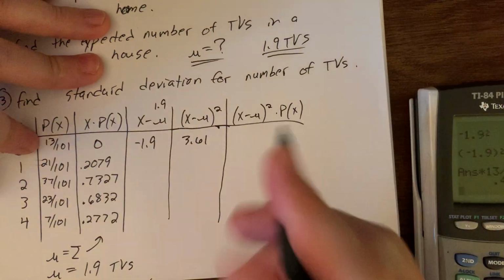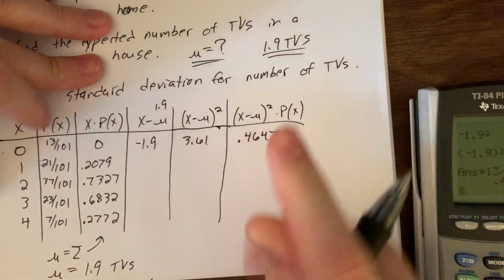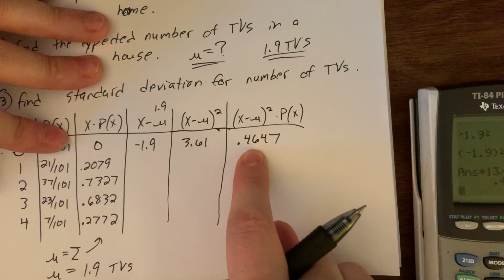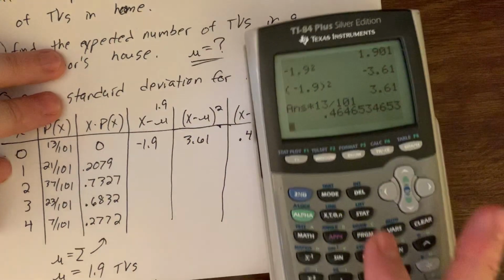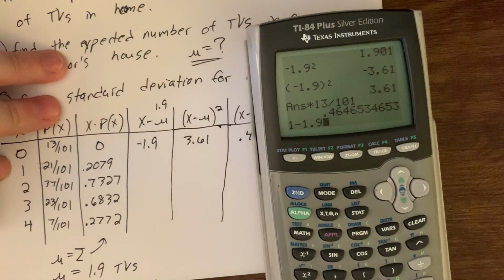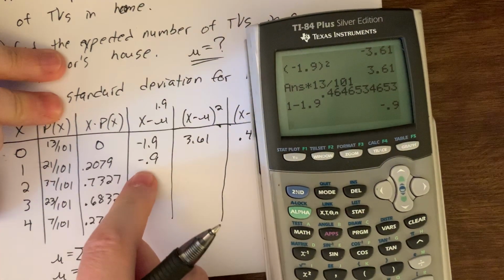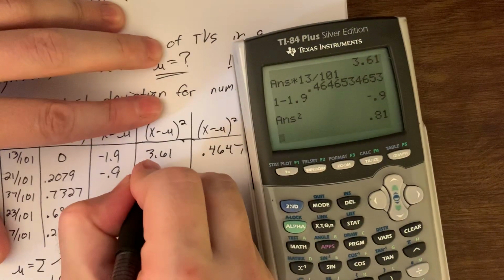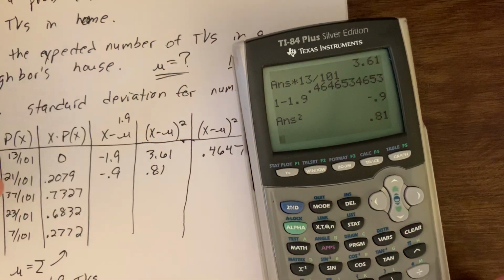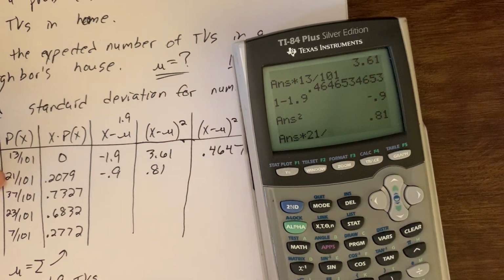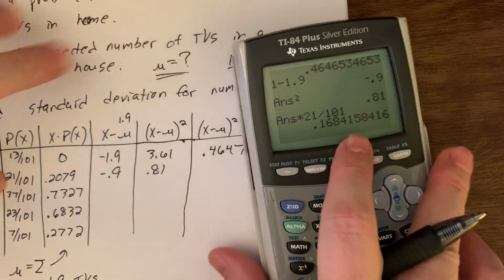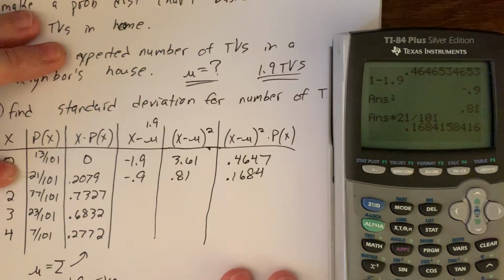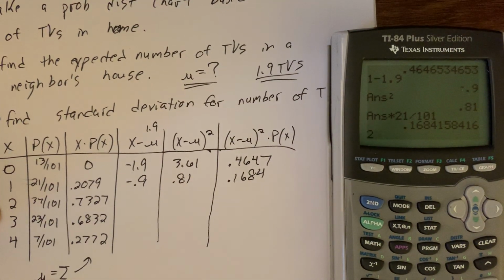0.46. And just like we were saying here, keep a bunch of decimals, we'll round at the end. So now, right from the beginning, 1 minus 1.9, negative 0.9. I could have done that in my head, but just to get it in the calculator, squared, show you how I'm just moving across. Because the positive 0.81 times the probability. And do it again. 2 minus 1.9.